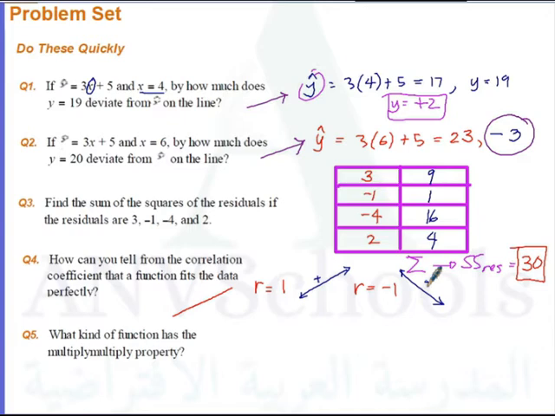Question number 5, what kind of function has the multiply property? This is for exponential functions, right? So we have taken this already. And if you do have a pattern of multiply, that's just exponential function. No, wait, this is not exponential. This is for power functions. Exponential function is add multiply. And multiply add is the inverse of exponential, which is logarithmic.